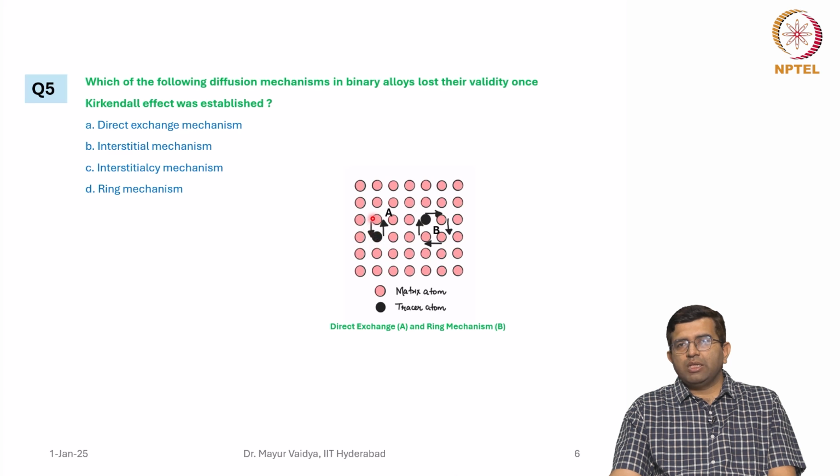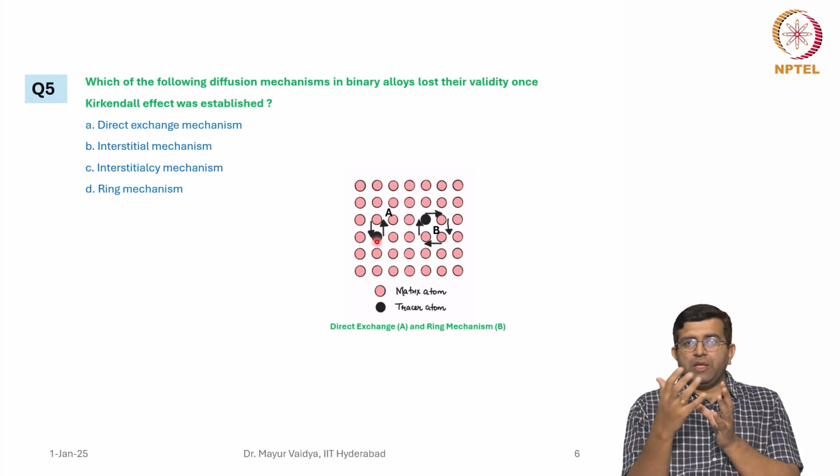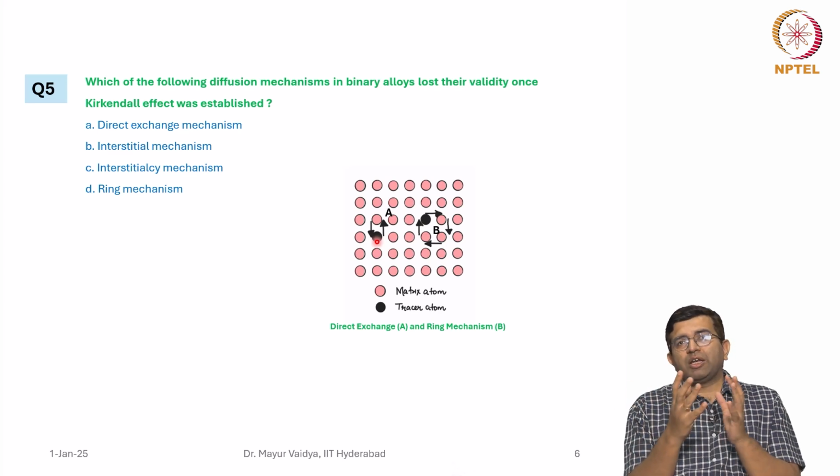Direct exchange means that the tracer basically exchanges its position directly with the neighboring matrix atom. And in the ring mechanism, this happens in a cyclic way. But in both these cases, if the tracer atom and the matrix atom have to exchange their positions, that means they both should diffuse at the same rate. If you extend it to alloys, that means A and B constituents in a binary alloy should diffuse at the same rate. But Kirkendall effect showed that that is not the case.